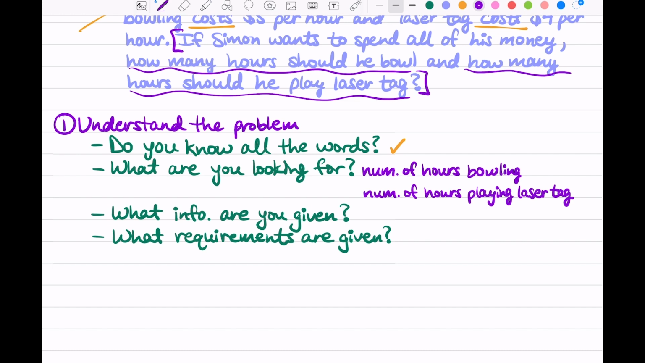So let's make a variable to represent those. Let's say that the number of hours Simon is bowling is B, and the number of hours playing laser tag is L. So this question is, what are you looking for? And in Algebra 1, you can usually represent what you're looking for with a variable. So we have B for bowling and L for laser tag. So we're going to work with B and L in this problem and try to figure out what they are.